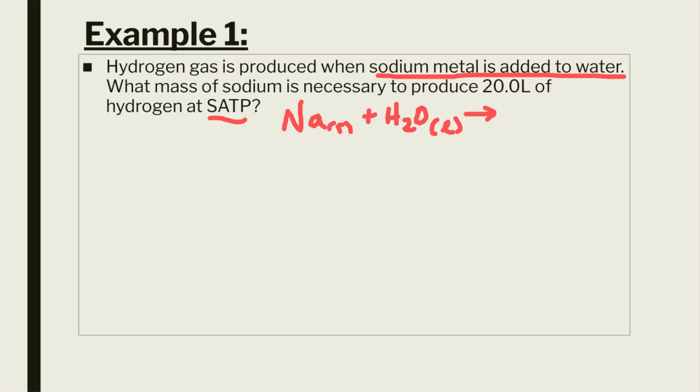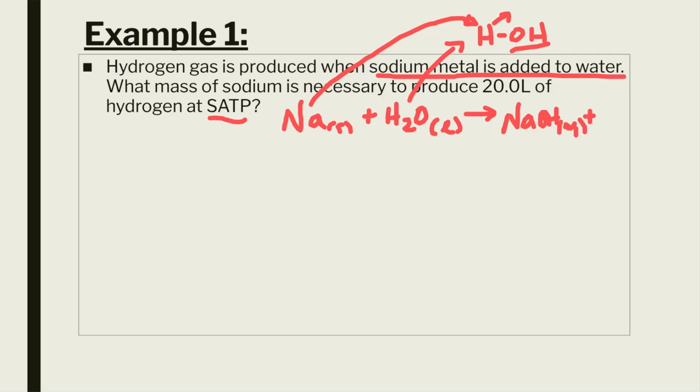But remember that with water, water behaves like this, HOH. So sodium is kicking out this hydrogen and it is combining with hydroxide. So you're going to get sodium hydroxide, which will dissolve in water, aq, plus hydrogen. And on its own, hydrogen is a diatomic. So again, just lots of little things to remember here as we're ending off the course.